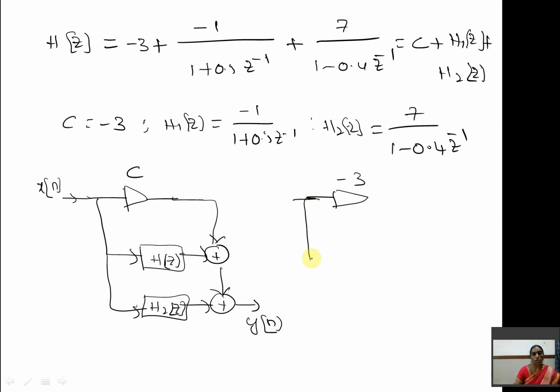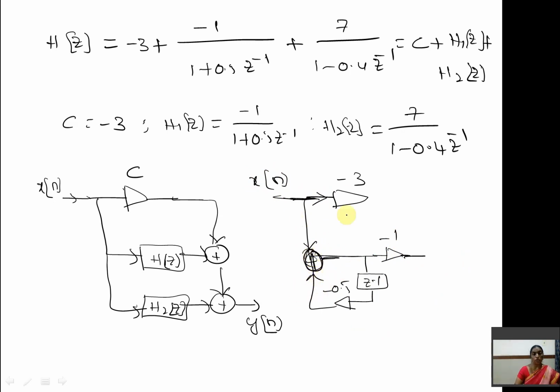Now I am implementing H of z with the direct form 1. Now here is a z inverse. So here denominator means in this way minus 0.5. Now here use the summer. Now here minus 1 means use the minus 1. Okay, here is x of n. Now the next one is nothing but here simply we change like this.